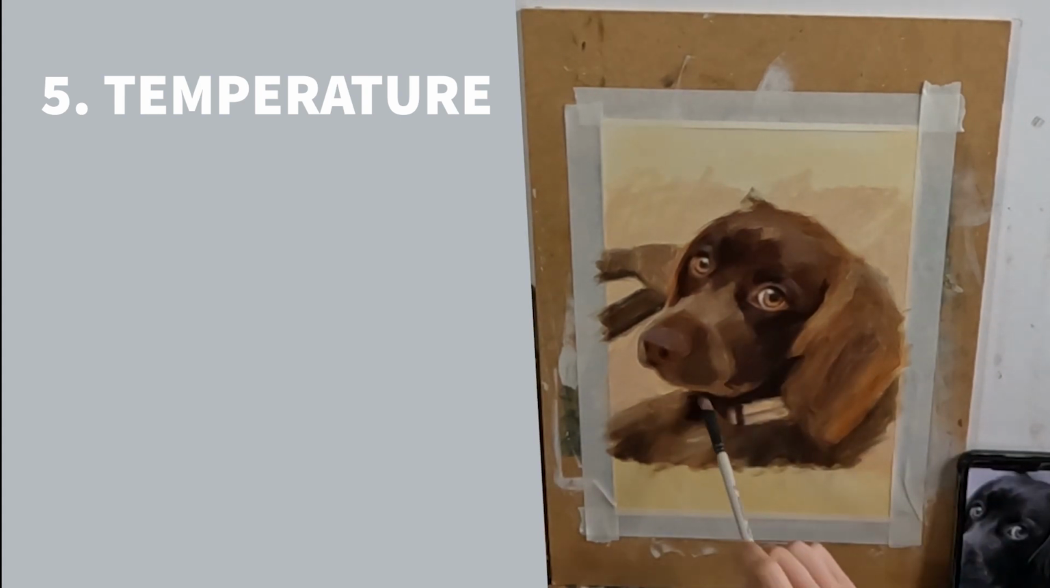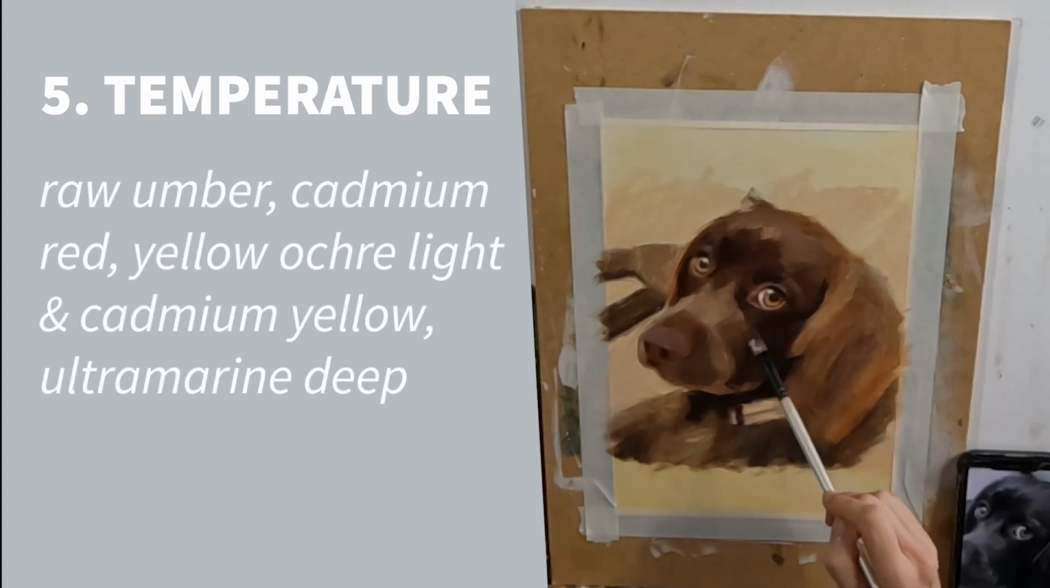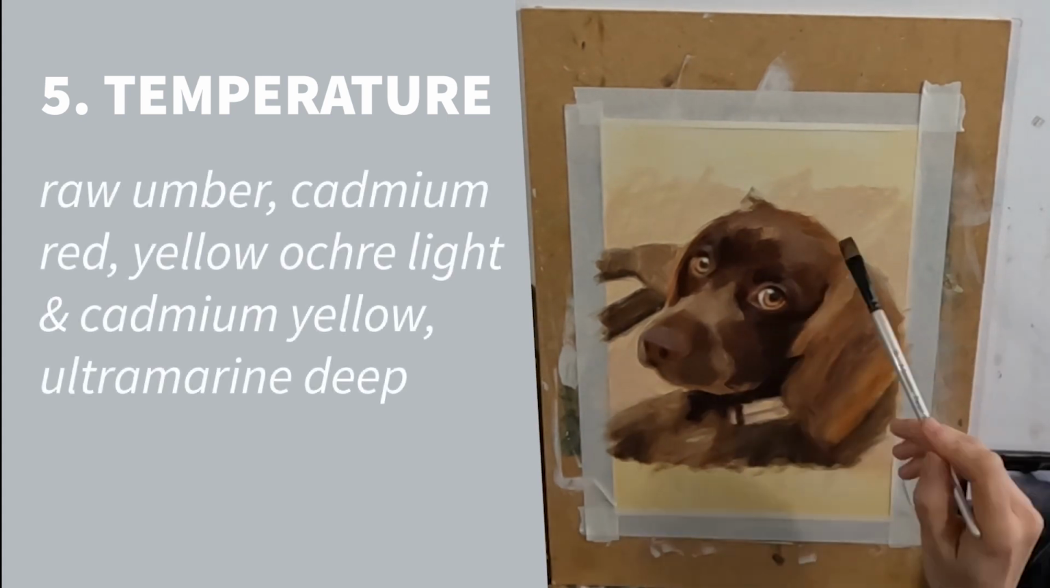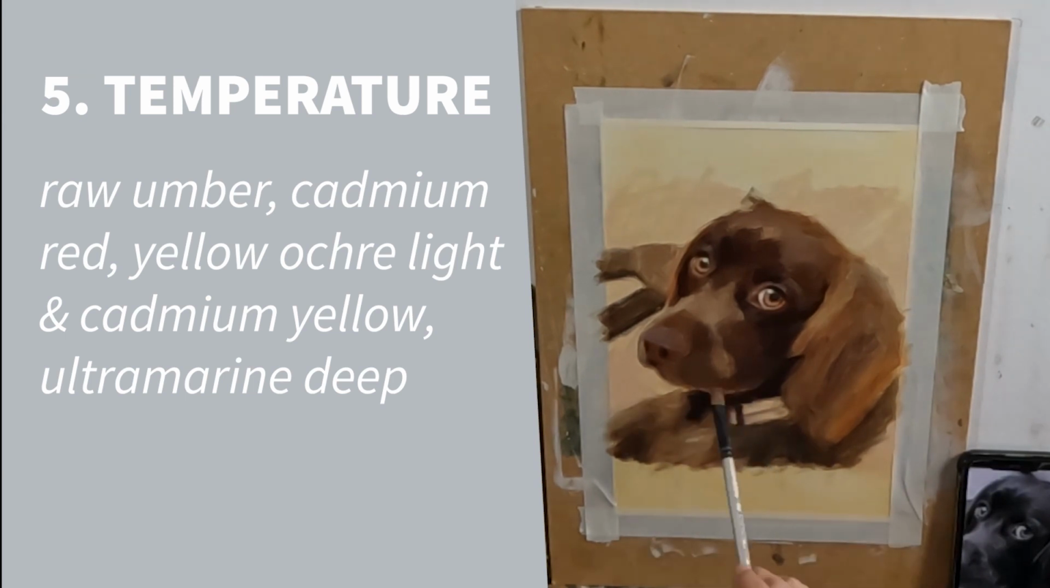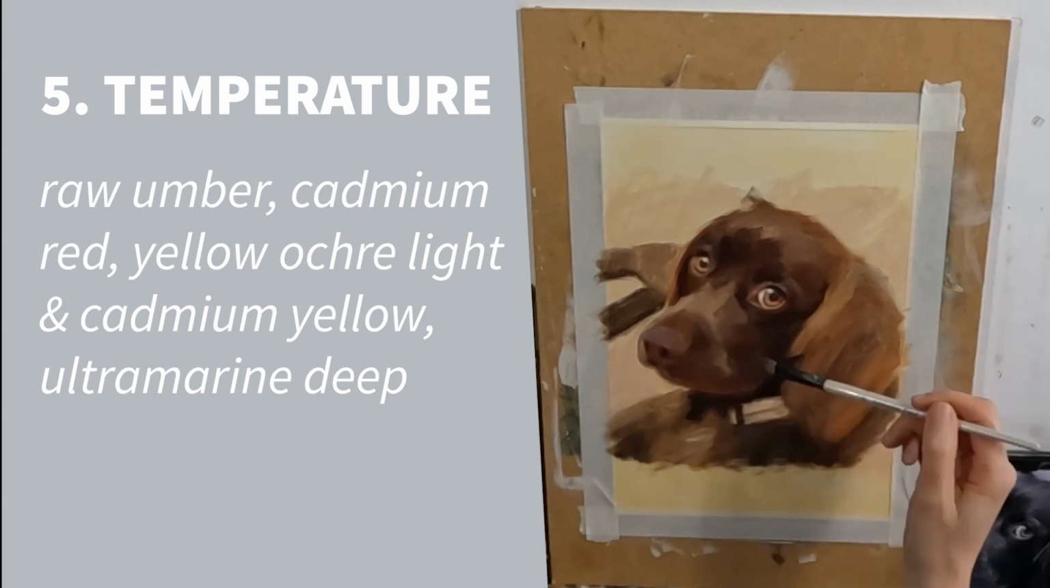For this painting, I did a bit of both. I used raw umber as my base brown, but then I controlled the temperature shifts with my primaries. Remember, blue is cool and red plus yellow is warm. I can also cool down my colours using black and white.